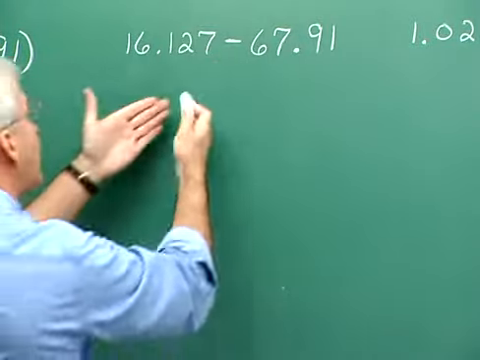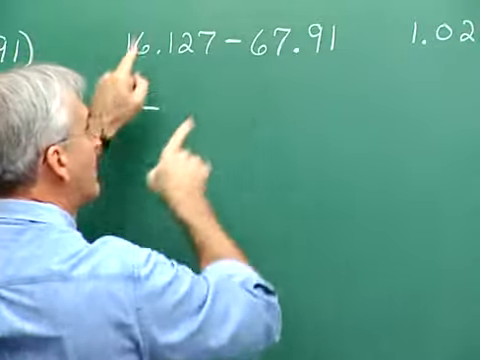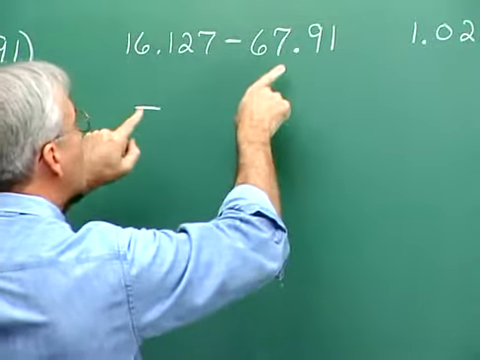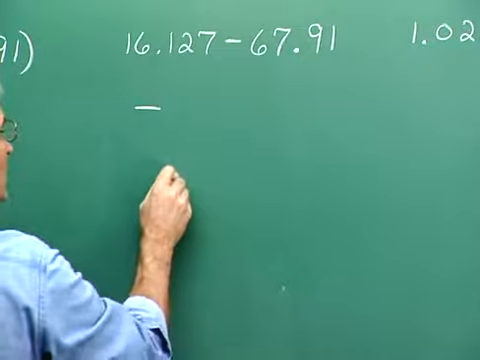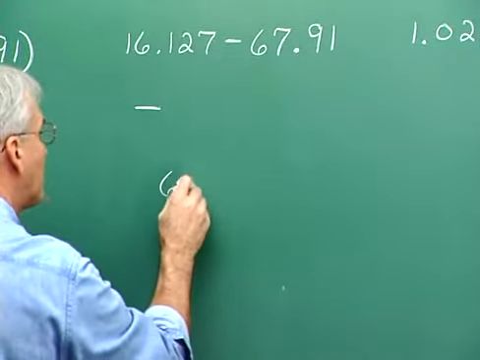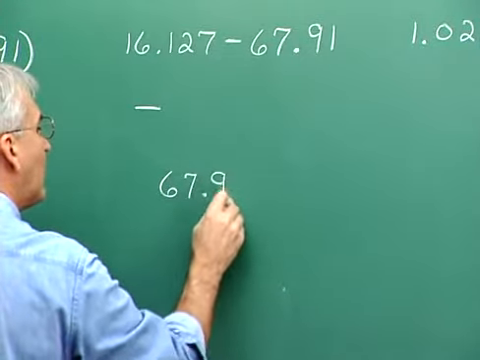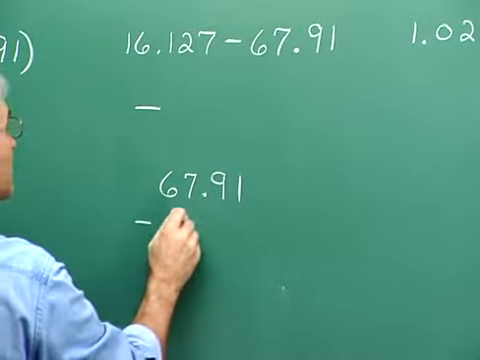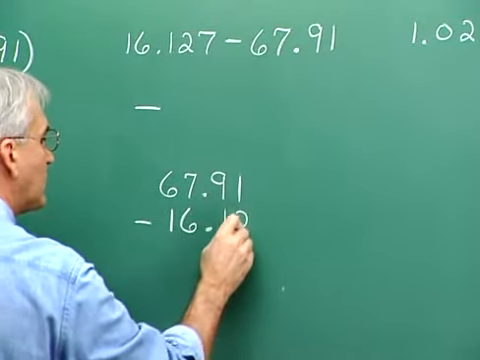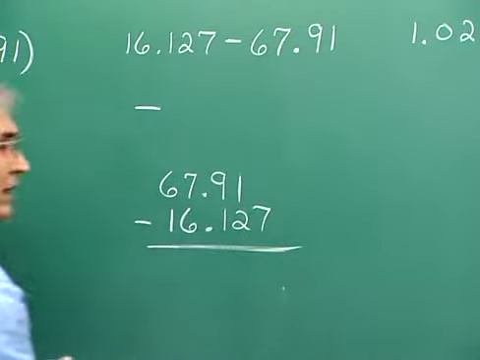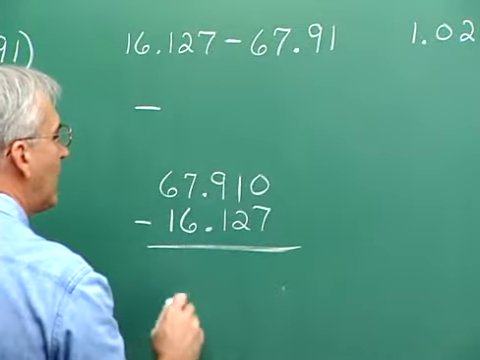But to identify the digits involved, we take the relative difference in the digits. So we take the number with the highest digits, if you will, the 67.91, and we're going to subtract the 16.127. And away we go. Just like we did before, we need a 0 placeholder here.